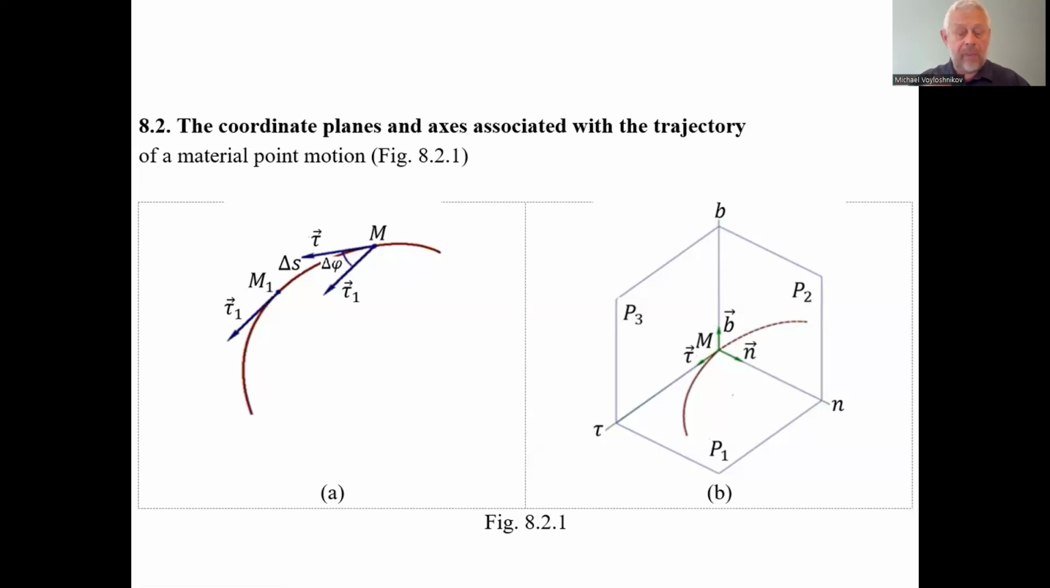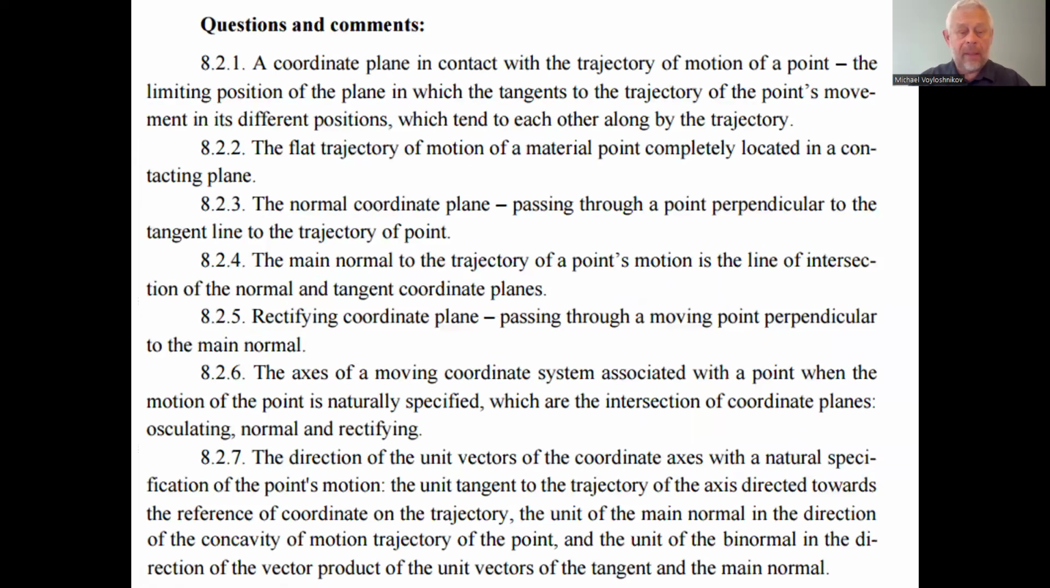These are the main planes of the trihedron for the natural coordinate system, and the main axes of the natural coordinate system, where we assign the motion in the coordinate system moving with the point by the natural way. Questions and comments.